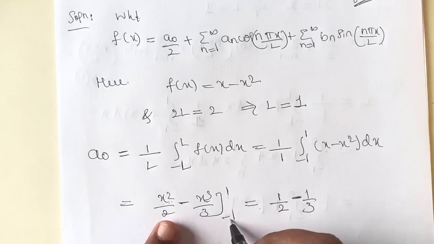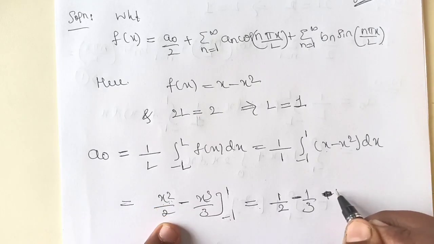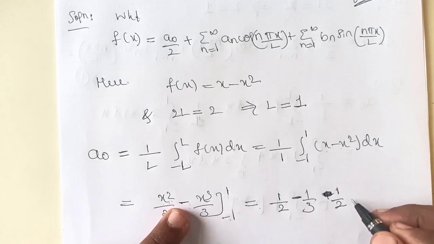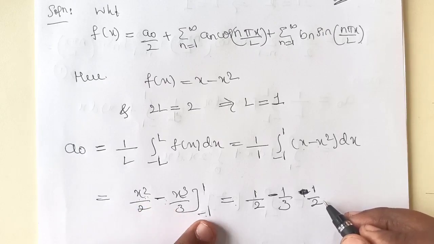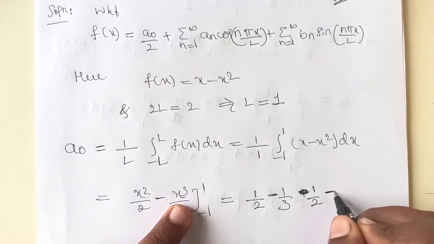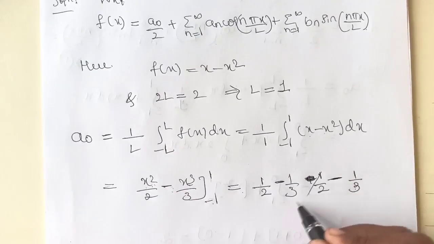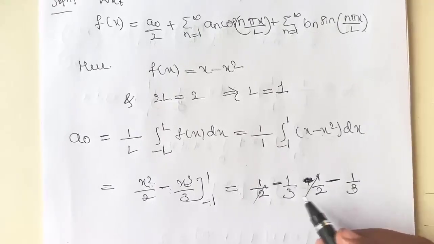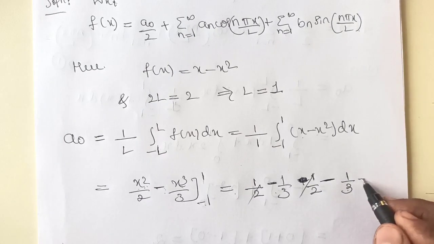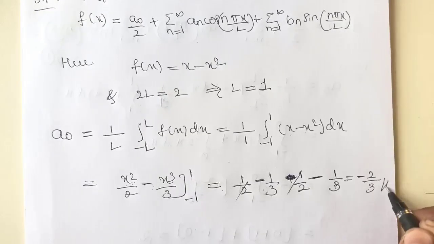Now adding lower limits, so minus 1 square is plus 1 only, so minus 1 divided by 2. Here already minus is there, minus into minus we get plus, but minus 1 cube is equal to minus 1. Therefore it is again minus 1 divided by 3. So this minus 1 by 2 gets cancelled, minus 1 by 3 minus 1 by 3 is equal to minus 2 by 3.